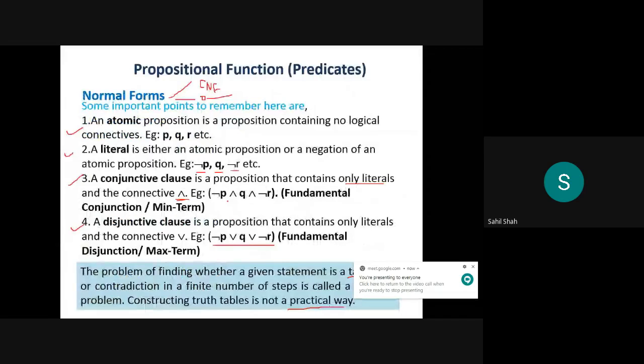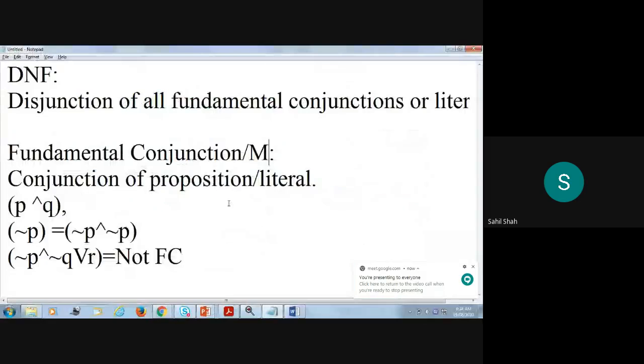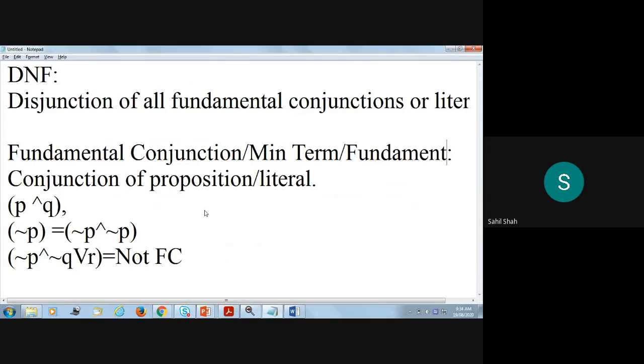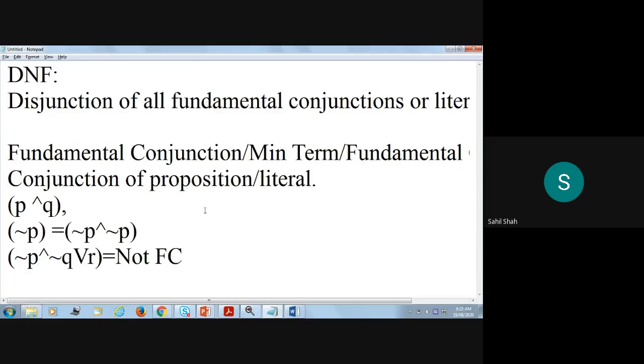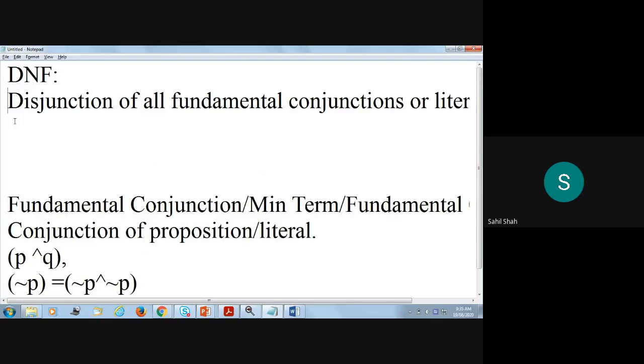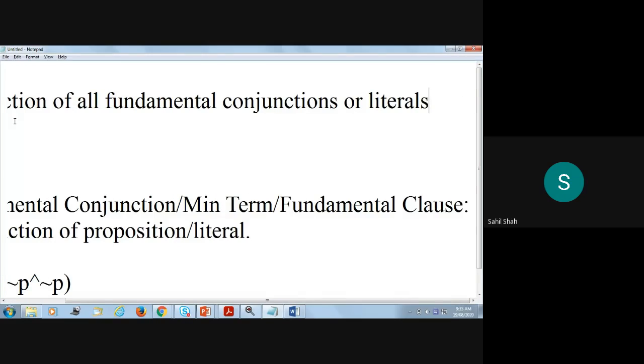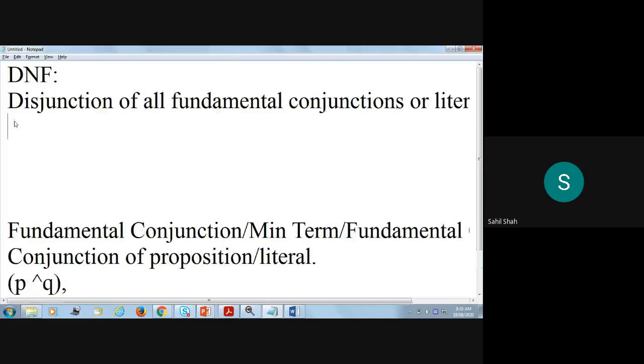Now if you are clear with this definition of fundamental conjunction, let me take you back to the definition of disjunctive normal form. What is disjunctive normal form? Disjunction of all fundamental conjunctions or literals. You are aware of the definition of literals.